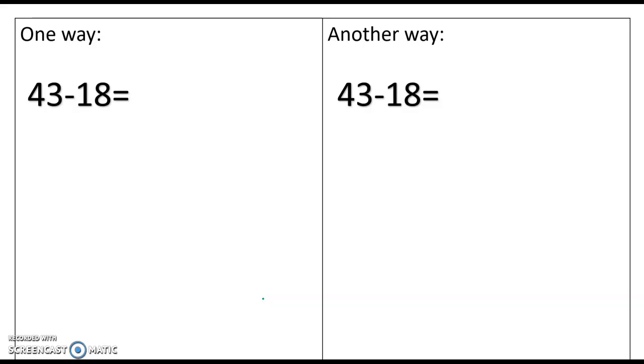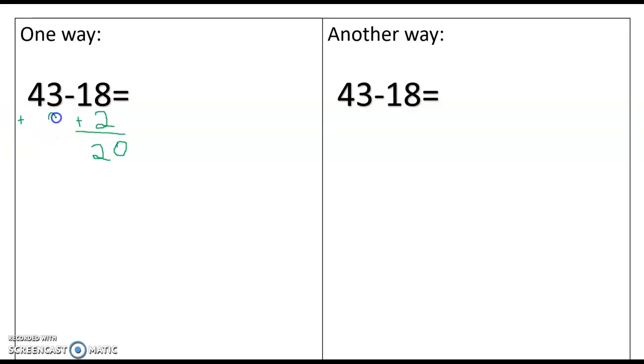So let's try it. I have 43 minus 18. I'm looking at these numbers and I think it's easiest to make 18 into the next 10. So to make 18 the next 10, I have to add 2. 18 plus 2 is 20. Now with compensation, I have to make sure that whatever I do to this number, I do to this number, so that I still get the correct answer.